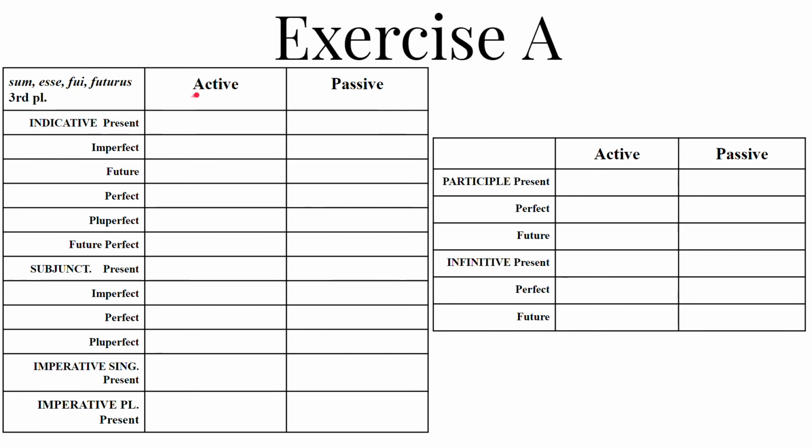So the present active is sum, es, est, sumus, estis, sunt. Imperfect: eram, eras, erat, eramus, eratis, erant. The future: ero, eris, erit, erimus, eritis, erunt. Erunt is the third plural. Perfect stem is fu.